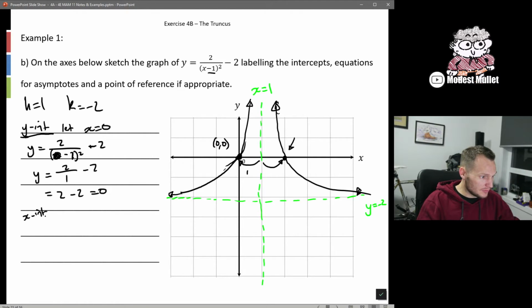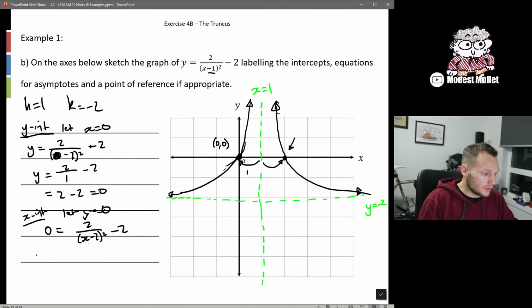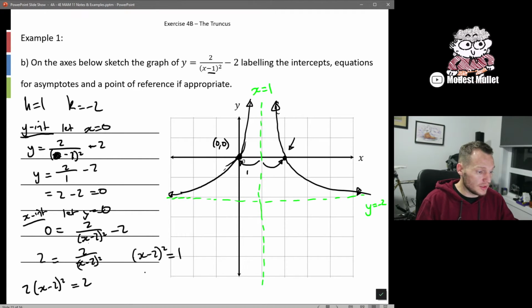So for our x-intercepts, we let y equal to 0. So we get 0 is equal to 2 on (x minus 2) all squared, minus 2. We eventually want to get the x by itself, but we're going to have to move some stuff away from it. I apologise if there's some background rustling noise. It's my cat playing with a plastic bag. So we take the negative 2 across, so we get 2 is equal to 2 on (x minus 2) all squared. I'm going to multiply both sides by that (x minus 2) all squared, so I get 2 times (x minus 2) all squared is equal to 2. Now I'm going to divide both sides by 2 to get rid of that one in the front. I'm now left with (x minus 2) all squared is equal to 1.